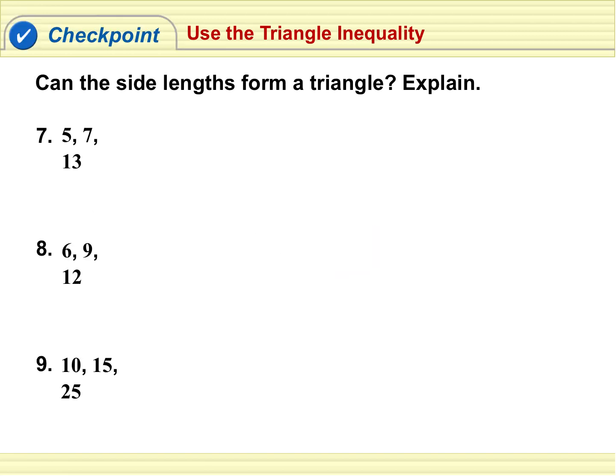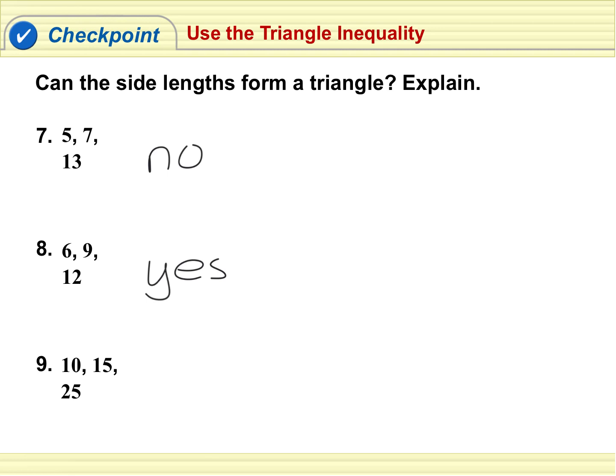What are my smallest numbers on 7? 5 and 7. What do you get when you add those together? 12. Is that greater than 13? No, so this would be no. What are my smallest numbers on 8? 6 and 9. Add those together. 15. So does that work? Yes, because it's bigger than 12.